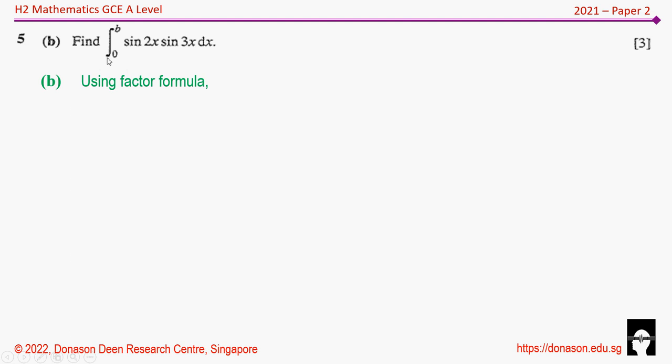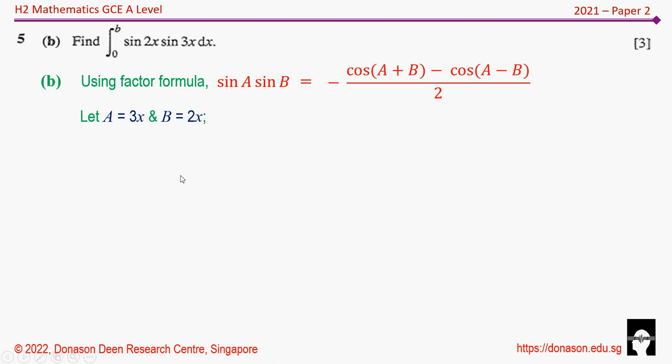It says integrate sine 2x sine 3x, from 0 to b as the limits, with respect to x. So we are going to split this up using the factor formula. So with the factor formula, we know that sine a sine b should be equal to negative of cos(a plus b) minus cos(a minus b), over 2. So we can just substitute a with 3x and b with 2x.